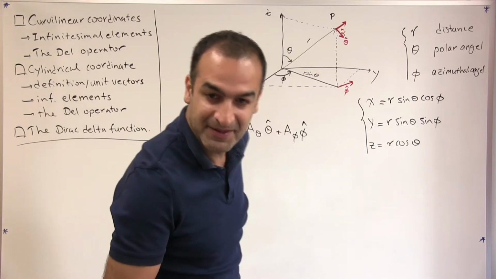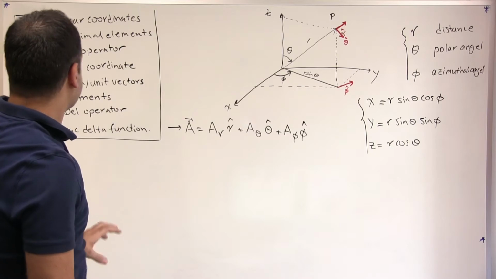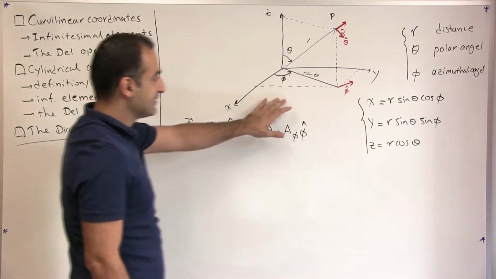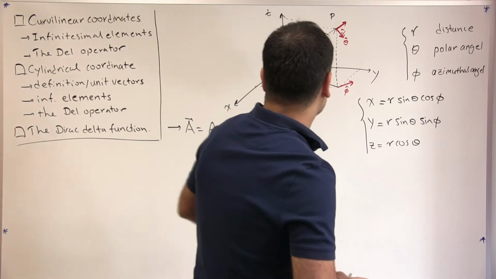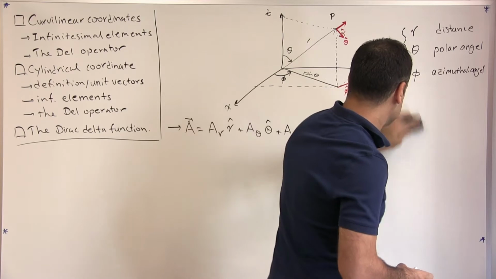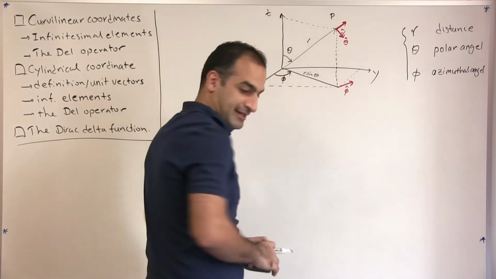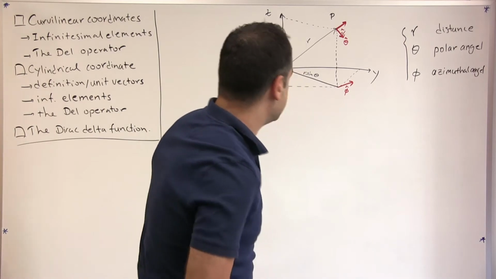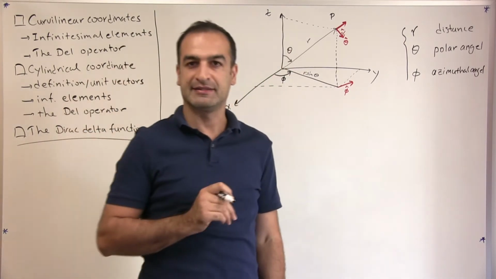All right, so now the next thing I want to discuss is the infinitesimal elements in the polar coordinate. Okay, so for that, let me get rid of some of these things here because we don't need them, and then I'll have space to discuss all the details. Okay, now let's start with infinitesimal lengths.